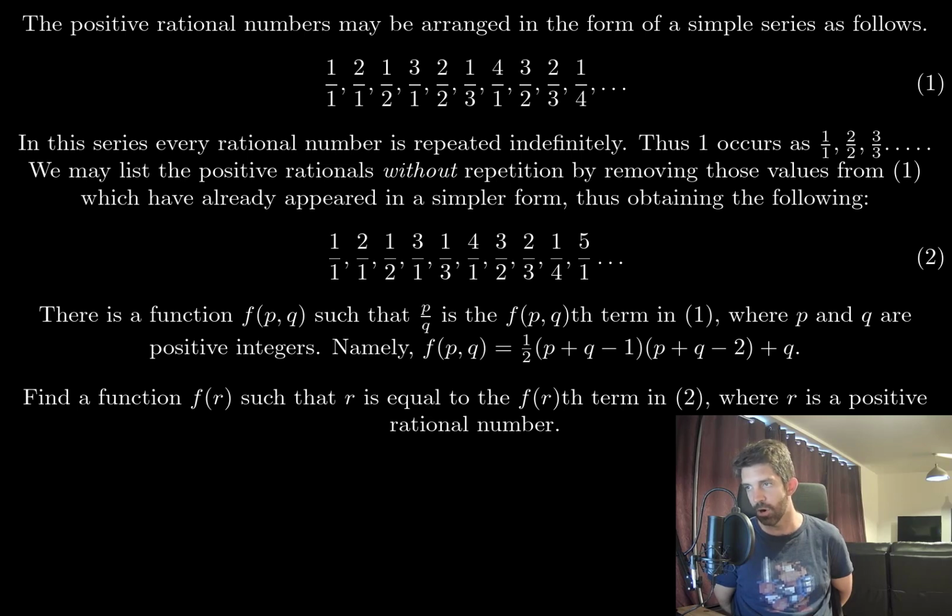Find a function f(r) such that r is equal to the f(r)th term in the second list, where r is a positive rational number. Ooh.